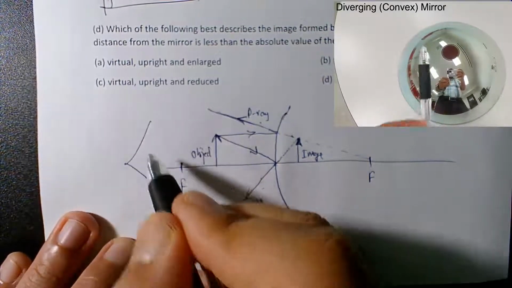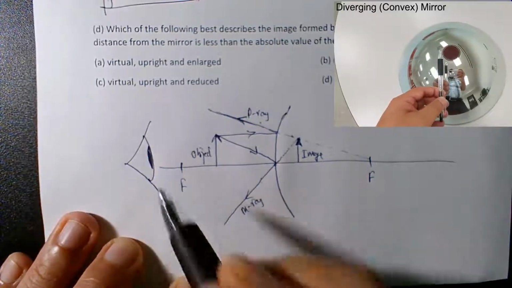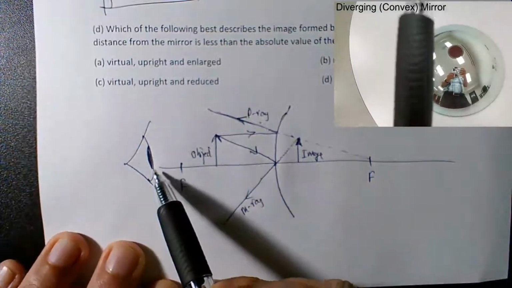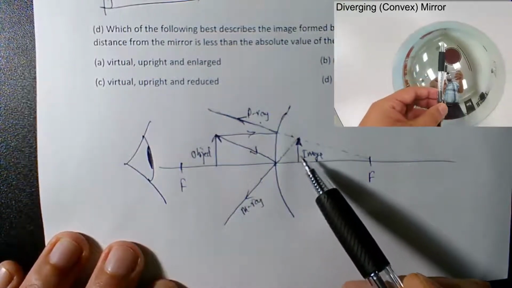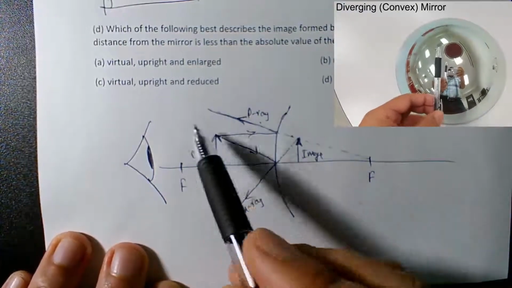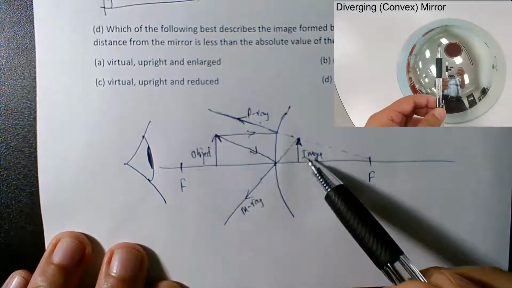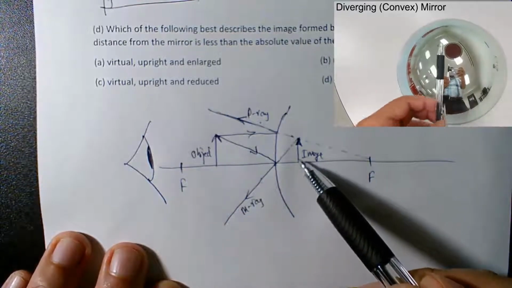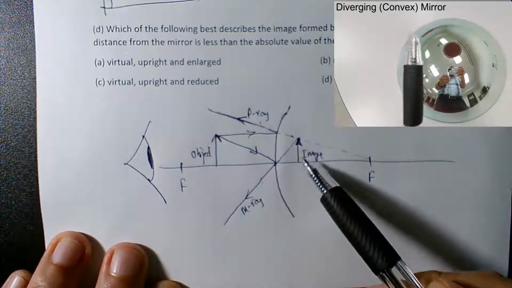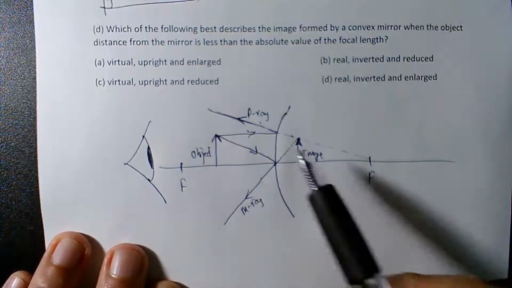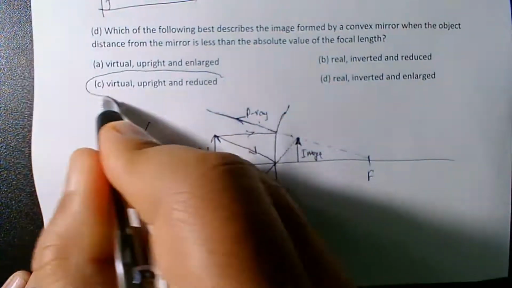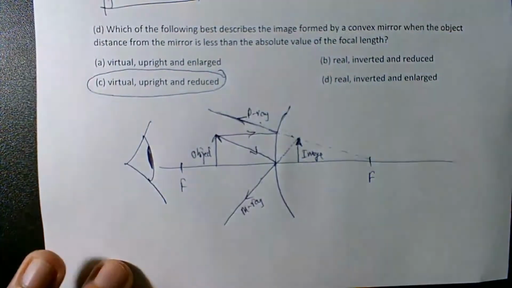Suppose you are the observer. If you put an object in front of the mirror, you will see a smaller, upright image. So which one is correct? Our conclusion is that the nature of the image is virtual, smaller in size, and upright. So that means C is the right answer.